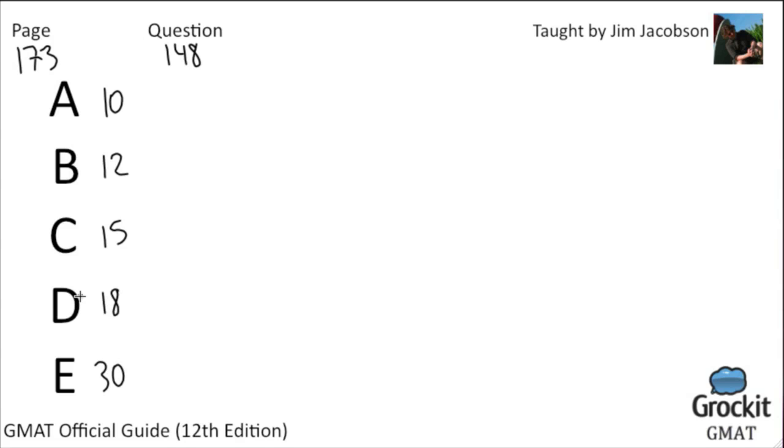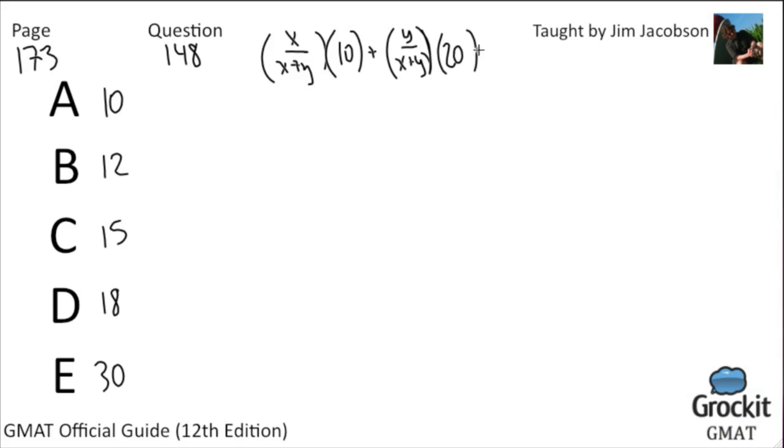Okay, so if x, y, and k are positive numbers such that the quantity x over x plus y times 10 plus the quantity y over x plus y times 20 equals k, and x is less than y, which of the following could be the value of k? Let's write all that out first. So we have x over x plus y times 10 plus y over x plus y times 20, and all of that equals k.